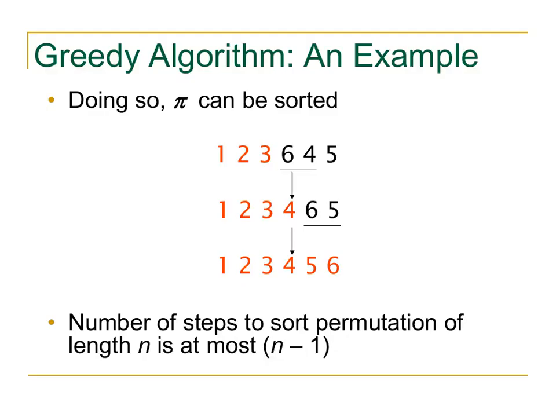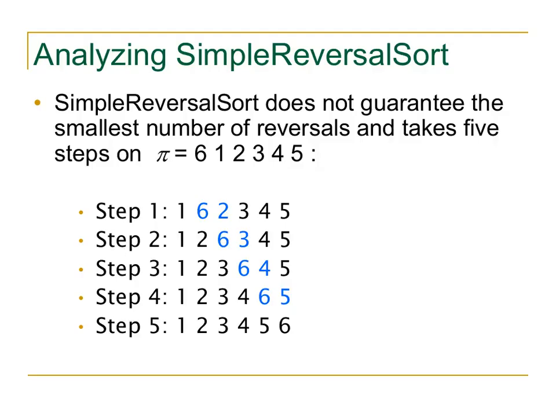For any permutation of length n, this greedy reversal procedure completes in at most n-1 steps. Continuing from our greedy example, let's see how simple reversal sort can fall short of the optimal number of reversals. For instance, start with the permutation 6, 1, 2, 3, 4, 5, and apply the algorithm step by step.